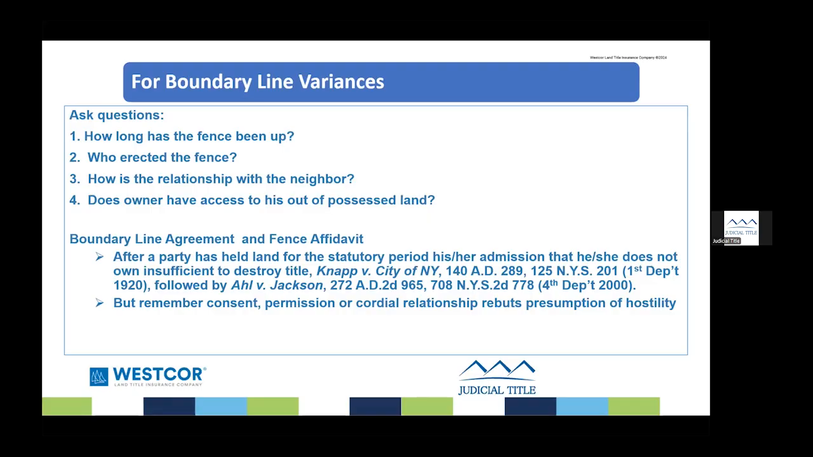Second criteria, exclusive and continuous possession for a period of 10 years. And then this is the third criteria. The prior one was under a claim of right. And now with the new criteria, it's a reasonable claim of right on the part of the possessor.